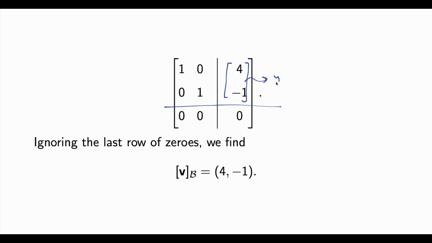We are going to pluck it out and call it Y, and this is the identity I2, a 2 by 2 matrix, right? So ignoring the last row of zeros, we find the coordinatization is possible because the system has a solution. And then V can be written in the given basis as (-4, -1). So this coordinatization is possible.